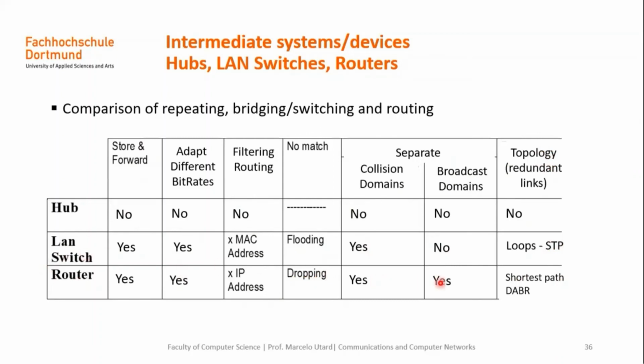Then the router will separate broadcast domains and typically avoid the loops and use efficiently the redundant topologies, because the router chooses the shortest path based on the destination address based routing.